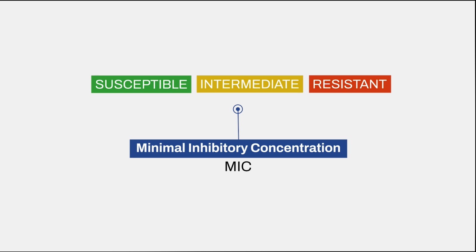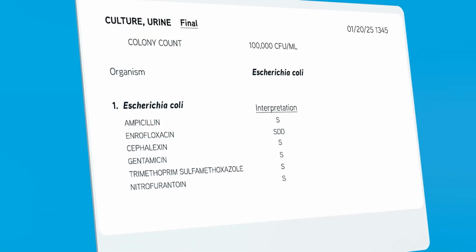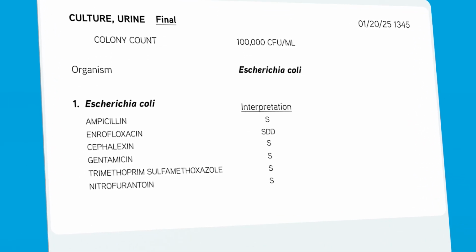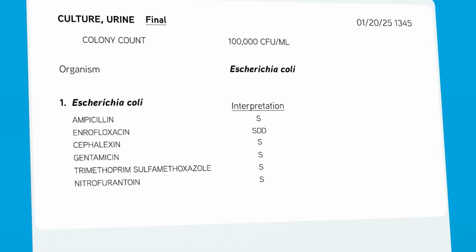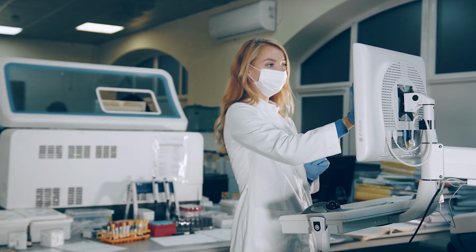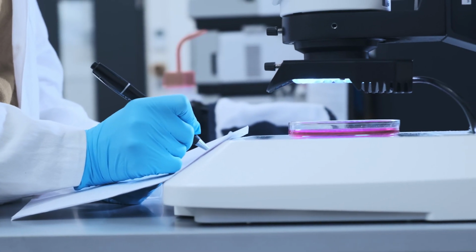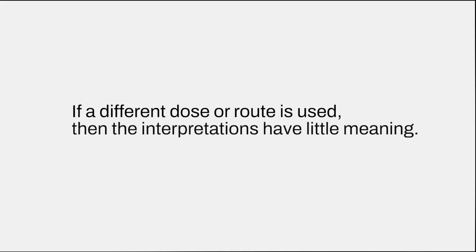a specific bug-drug combination. This interpretation is meant to help predict the likelihood of being able to treat an infection, but it is very important to understand that when the lab makes these interpretations, they are based on a very specific dose and route of administration. If a different dose or route is used, then the interpretations have little meaning.